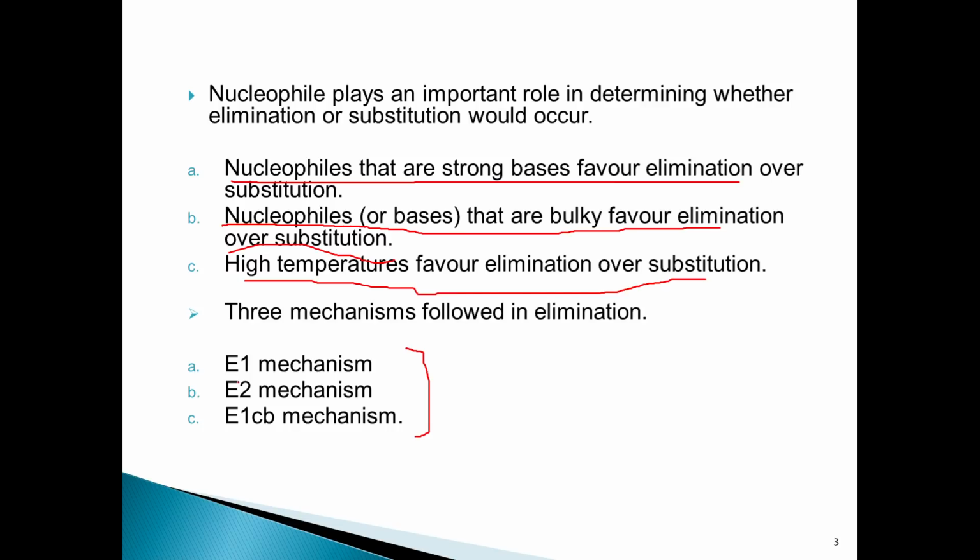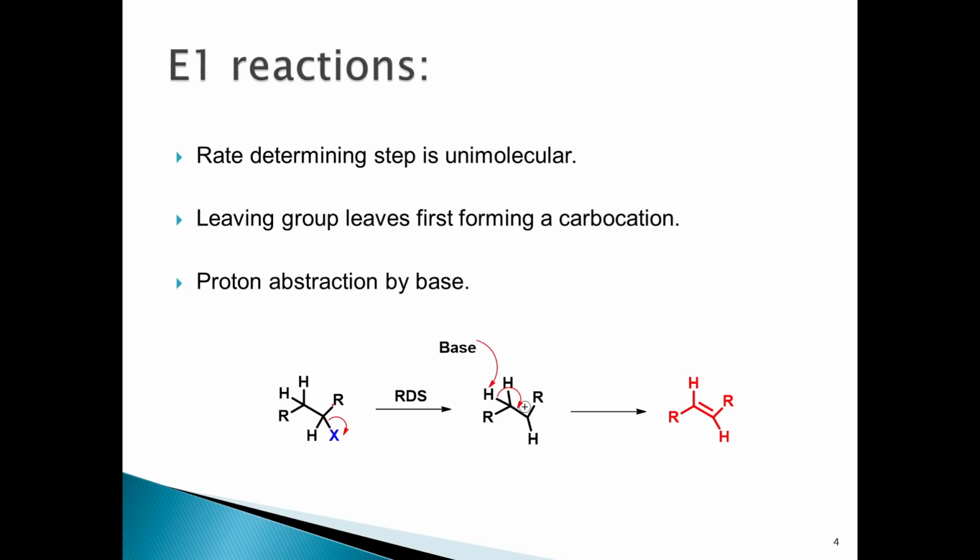The three mechanisms that are followed are the E1 mechanism, the E2 mechanism, and the E1cb mechanism. In E1 reactions, the rate determining step is unimolecular, and that is why it is known as an E1 reaction, because the rate of the reaction is dependent on only one kind of molecule, which is the starting material. In E1 reactions you have to remember that first a carbocation is generated, like I have written over here.